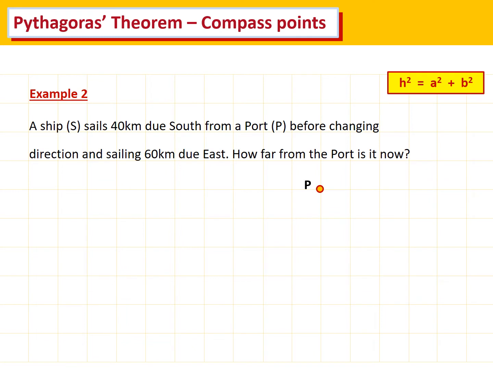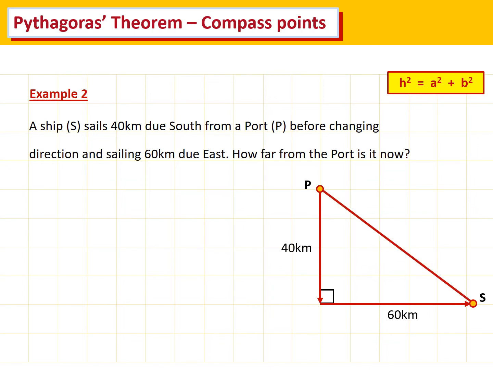So a ship S sails 40 kilometers due south from a port P. So due south would be in that direction and label the 40 kilometers, and from there it changes direction and sails due east 60 kilometers. So the diagram would look something like that, and now we want to find the distance of the ship S from the port P, which would be that distance there, which I've labelled D.